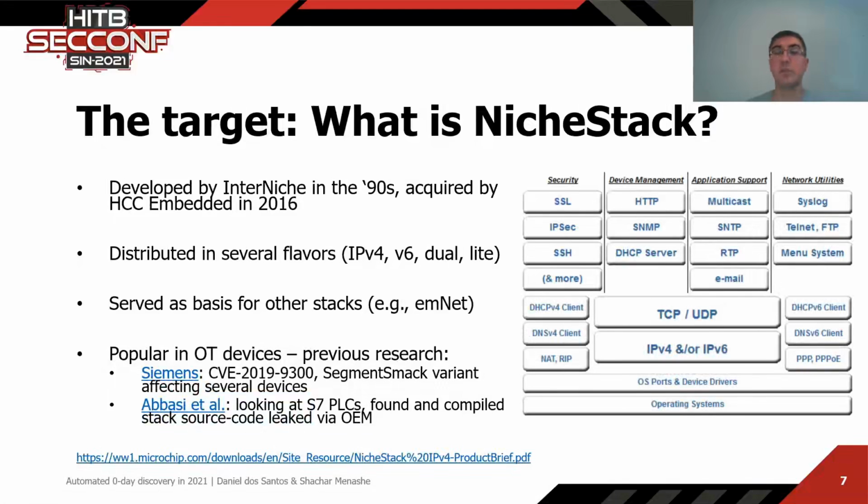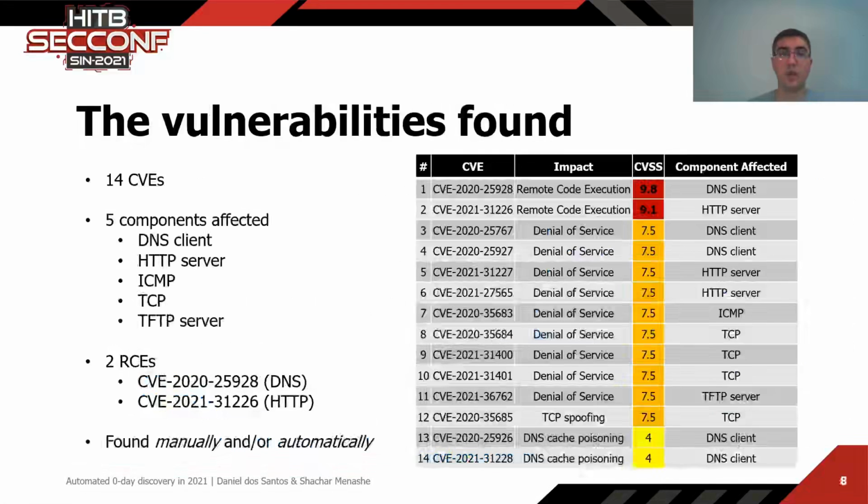Right, so what vulnerabilities did we find then in NicheStack? As I mentioned before, it's a set of 14 CVEs. So 2 of them are critical, allowing for RCEs, and the rest is mostly related to denials of service, but there are also some related to DNS cache poisoning. We'll explain in the next slides how they are interesting. But there are 5 components affected, so DNS, HTTP, and TFTP at the application layer, and then ICMP and TCP at the lower layers.